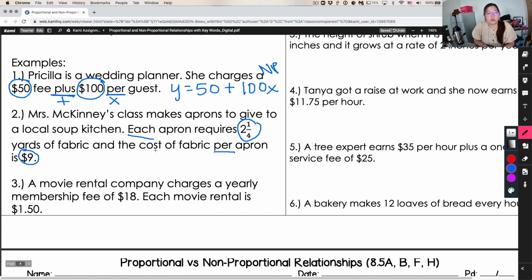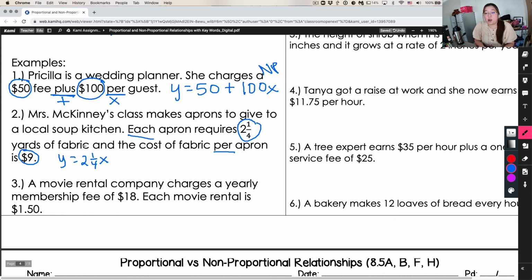So we're missing some information here. Normally it would say something like, write an equation for the relationship between how many aprons there are and the yards of fabric required. Because if we were doing that, then our equation would be y equals 2 1/4 x. Right? Because it says each apron is 2 1/4 yards. So x would be how many aprons you want, and y is telling you, if you have this many aprons, this is how many yards of fabric you need.